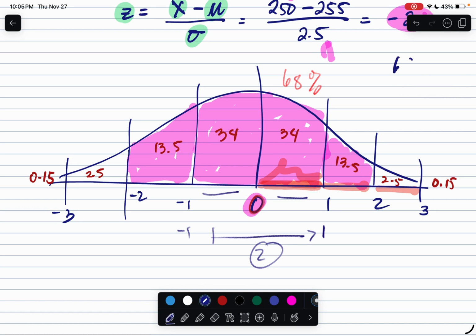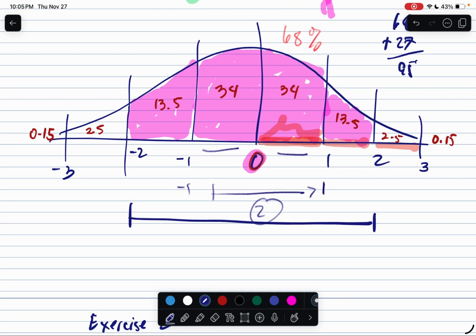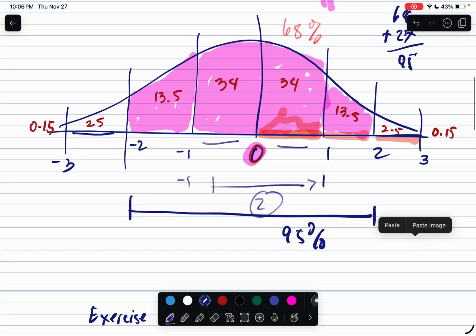So 68 plus 27, okay, that is 95%. So from here up to this one, that is 95%. And obviously if you add 2.5 and 2.5, that will be around 5%. Actually it's not 100%, but 99.99%, and then you add this part as well.